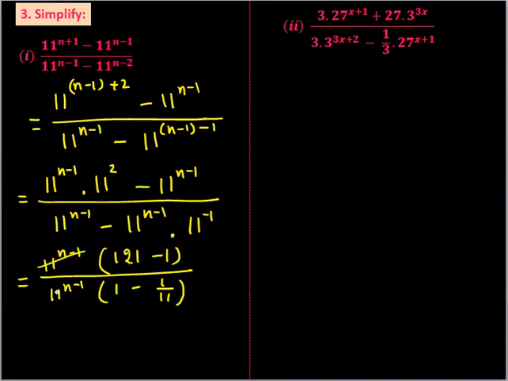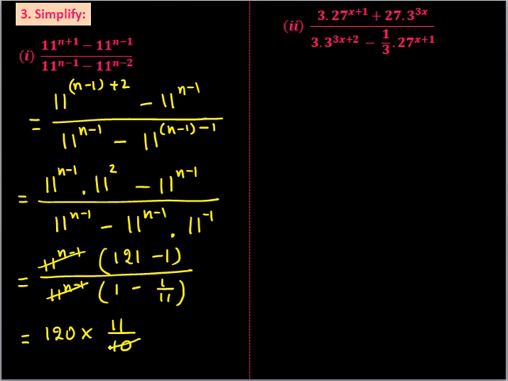So what do we find? These two terms are getting cancelled out. Rest all we need to simplify. 121 minus 1 will be 120. Let us solve the denominator. When we will solve it after taking LCM, it comes out to be 10 over 11. So converting division into multiplication will take reciprocal of the denominator. So we get 11 over 10.